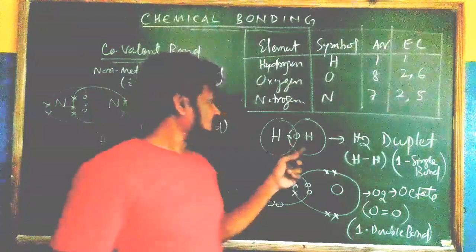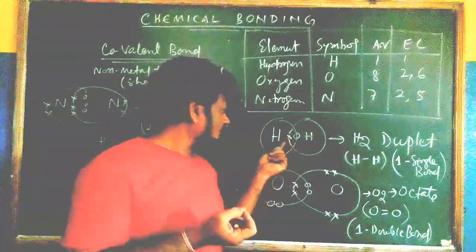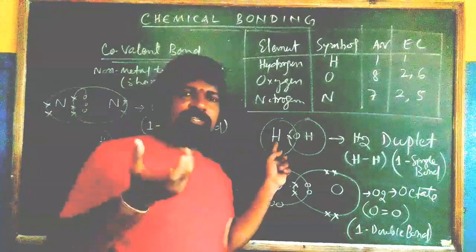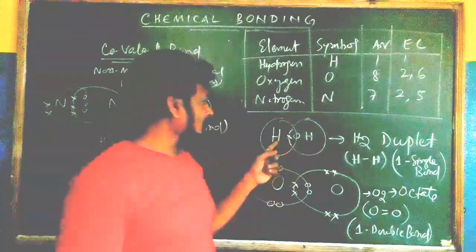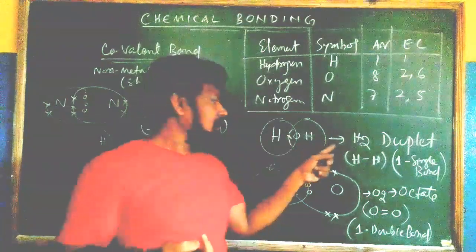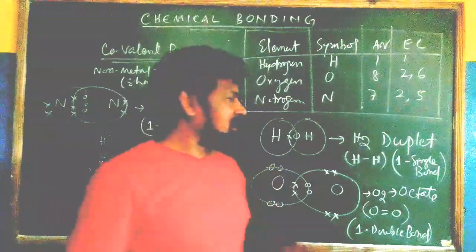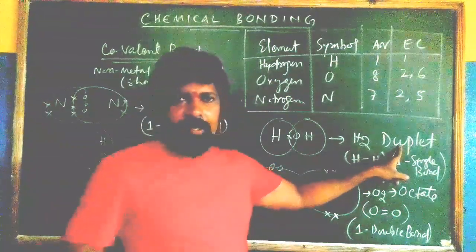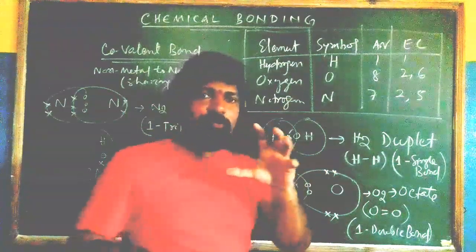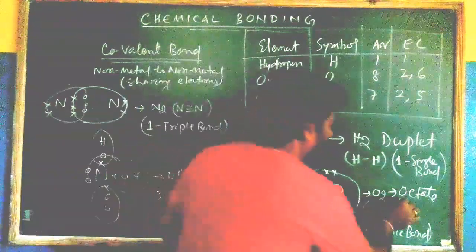Similarly, sometimes the second hydrogen donates its electron to the first, so it keeps revolving in the first hydrogen's orbit. So the first hydrogen claims it has 2. Because they are sharing, ultimately this hydrogen claims 2 electrons and that hydrogen also claims 2 electrons. Because there is only one orbit, and one orbit has the capacity of 2 electrons, it is satisfying the duplet rule. But whichever elements have more than one orbit, they have to keep 8 electrons. That is called your octet rule.